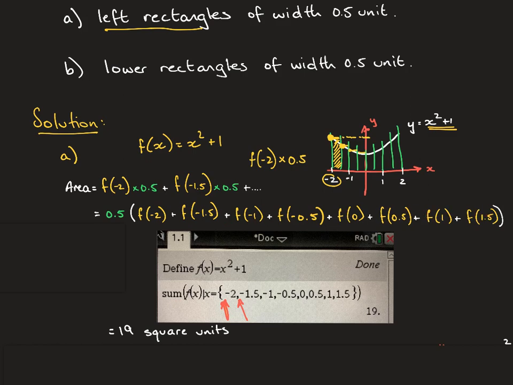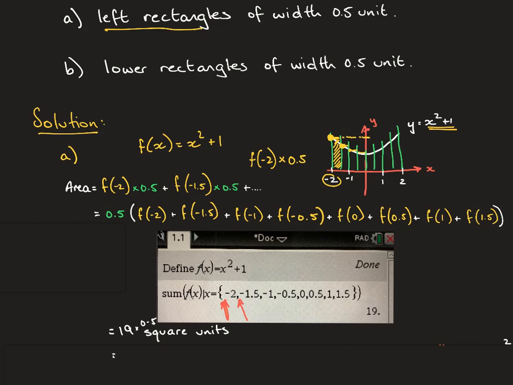And that gives me 0.19 as my answer, as the sum of all of those functions. And I've got a mistake here, I'll just fix this up. So what our actual answer will be is 0.5 times that value, because this bit here just finds the value of that big bracket there. So my actual answer is going to be times by 0.5 square units.